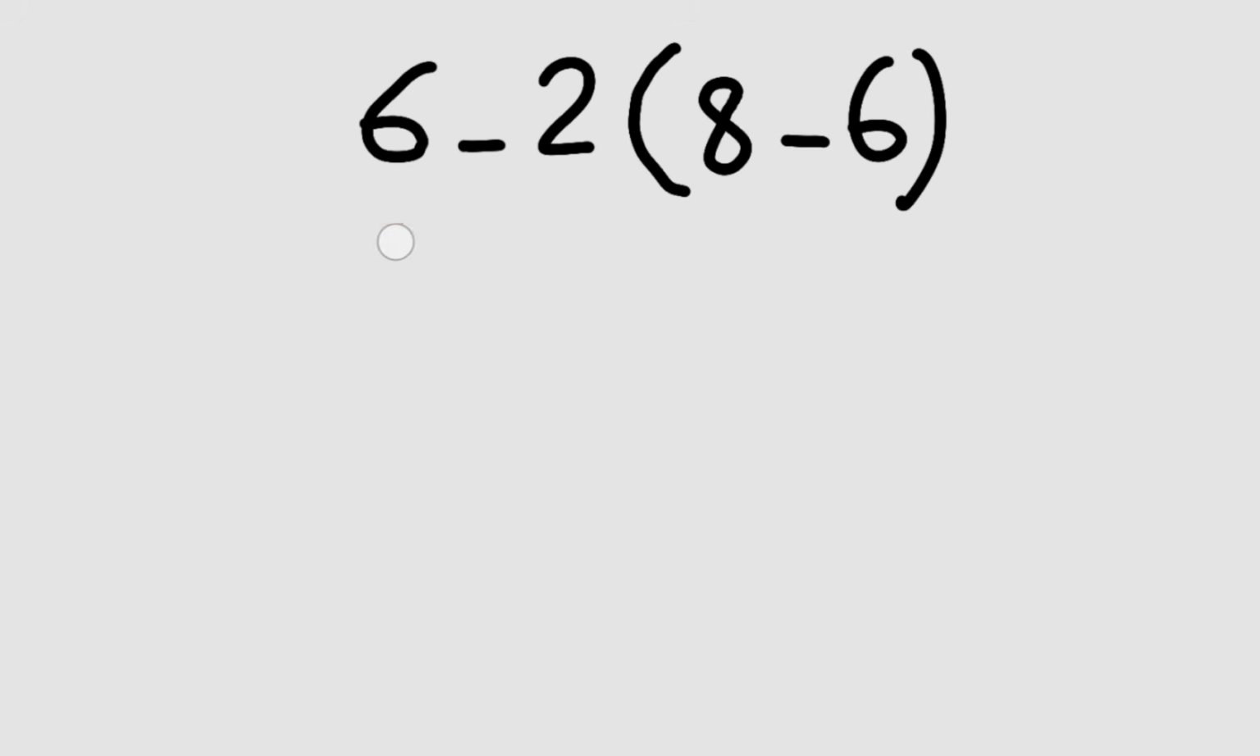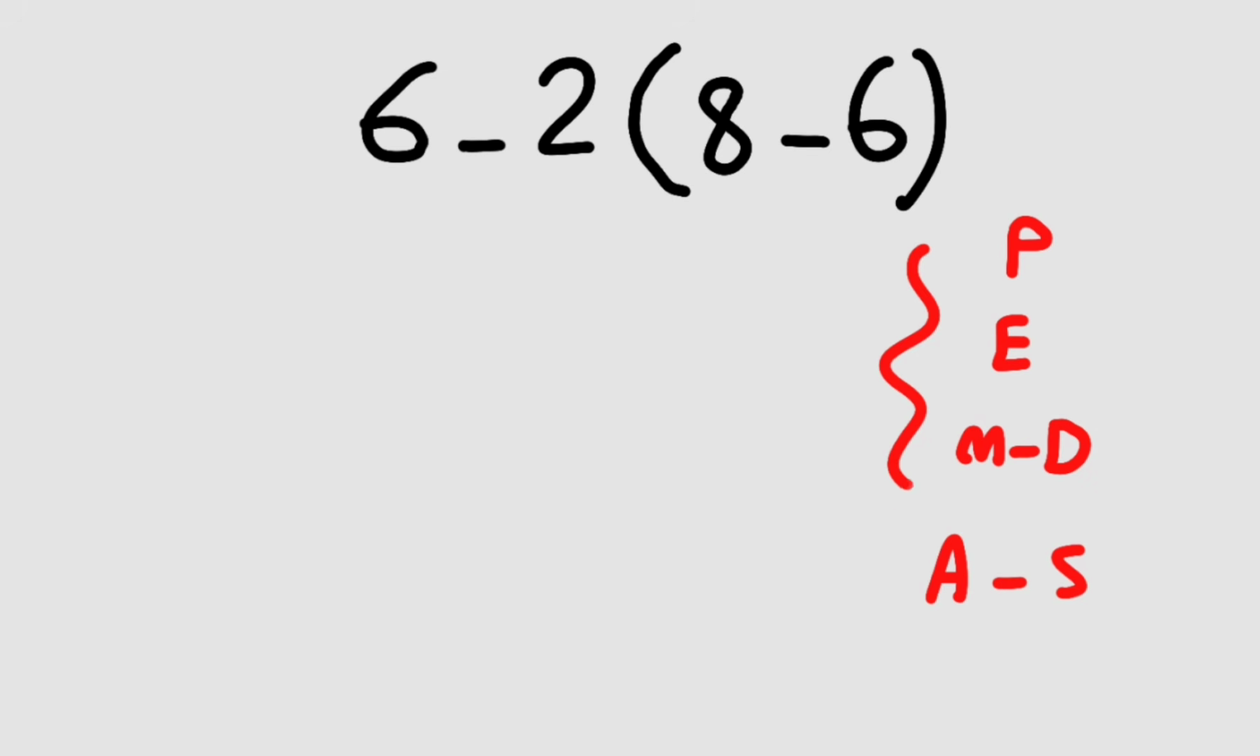According to the rules of mathematics, PEMDAS, we have to solve this math expression in this way. First, parentheses, then exponents, then multiplication or division, and then addition or subtraction. So, according to this rule, we have one parenthesis here that we have to solve first. So, 8 minus 6 gives us 2.